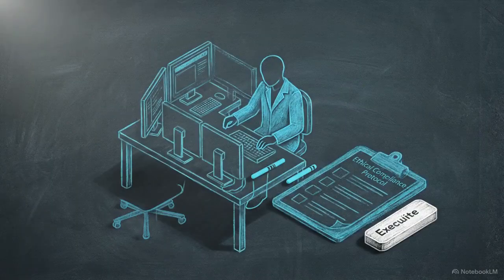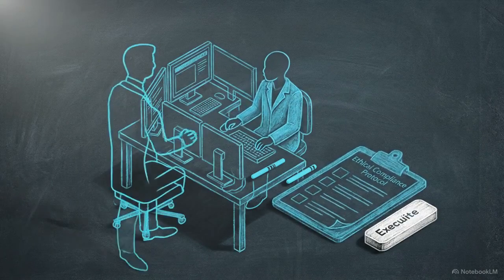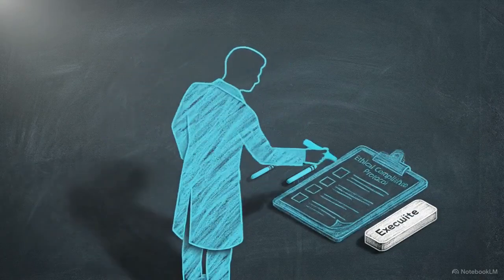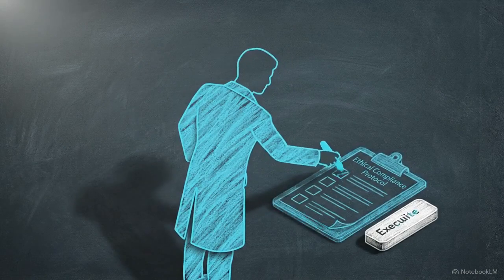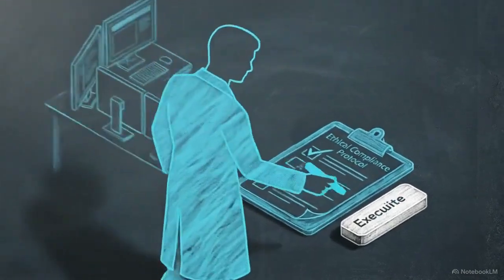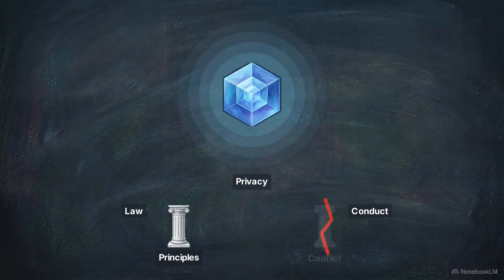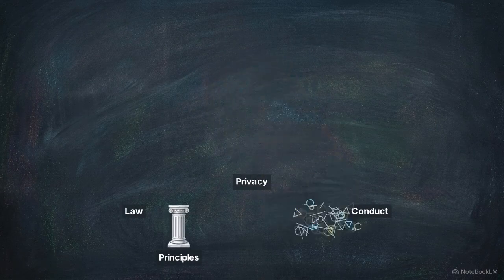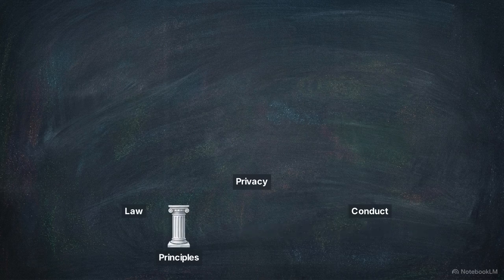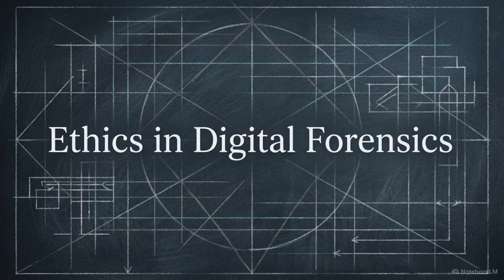By utilizing this model, investigators solve the initial paradox. Extraordinary technical capability remains permanently subordinate to a rigid ethical structure. An investigation that breaks any one of these pillars will inevitably collapse under legal, academic, or institutional scrutiny. Digital forensics integrates technical skill with the professional responsibility to uphold truth, fairness, and justice.